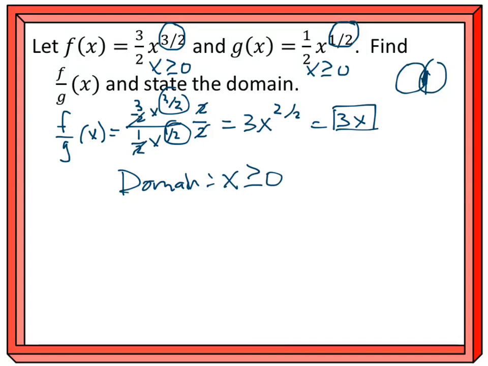But wait a minute. We can't have the denominator here equal to 0. And where is the denominator equal to 0? Well, the square root of 0 times a half is 0. So actually, the domain is x is greater than 0. That's pretty tricky, huh? Okay, let's look at another question.